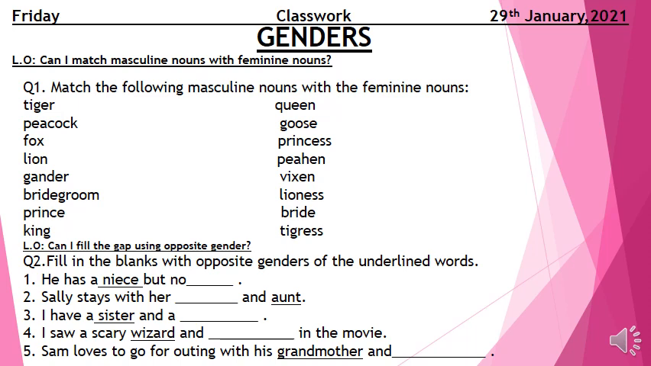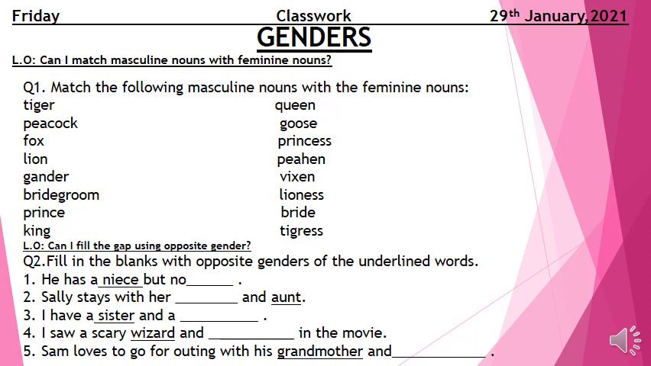Come to learning objective for question number 2. Can I fill the gap using opposite gender? Question number 2 is fill in the blanks with opposite genders of the underlined words. So you are going to fill these blanks up with the opposite genders of which words? Of the underlined words, right? Come to number 1. He has a niece but no dash. So you will fill up the dash by writing the masculine gender here. As niece is the feminine gender.